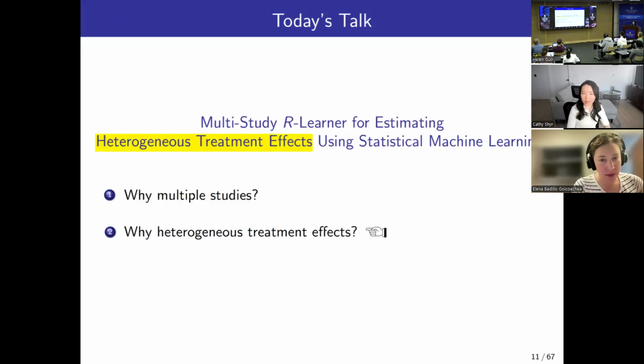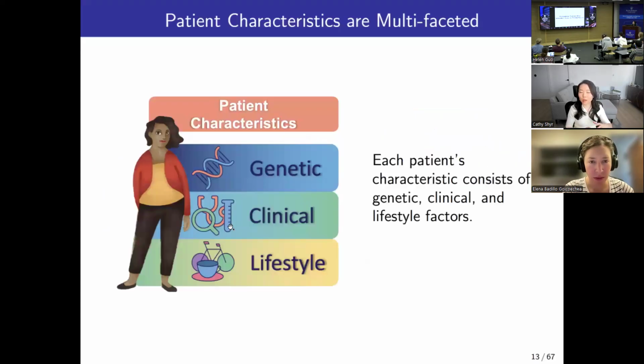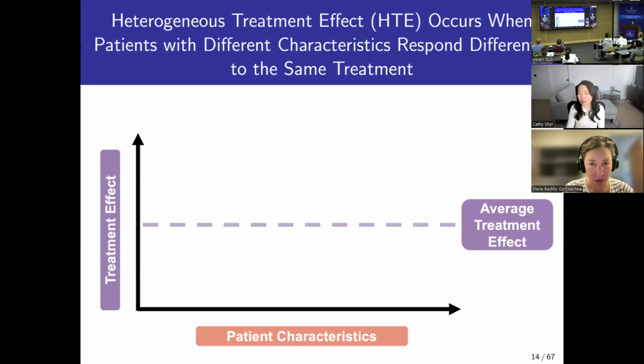And with that, let's switch gears and talk about the second component, why heterogeneous treatment effects. So heterogeneous treatment effects, or HTEs, are central to precision medicine, where the goal is to tailor the treatment to a patient based on their unique characteristics. Now, when it comes to a patient, his or her health profile is a constellation of the different genetic, clinical, and lifestyle or exposure factors. And an HTE occurs when patients with different characteristics respond differently to the same treatment.